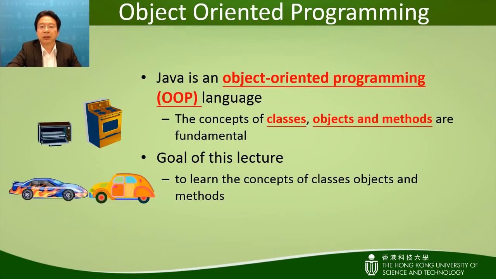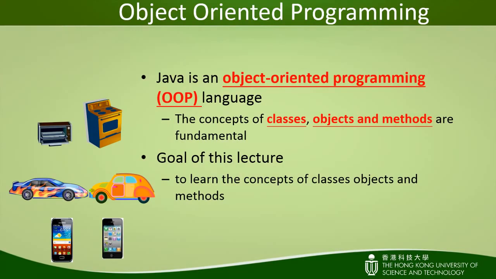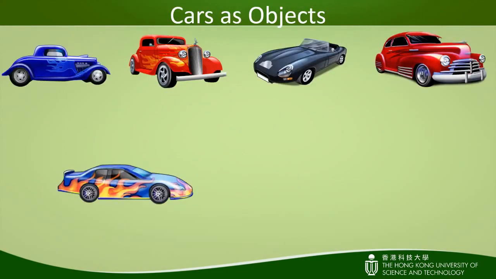Cars are used for transportation, but each car may have different color and gas mileage. As for smartphones, I'm sure that the settings and content in my phone is different from yours. An object-oriented approach would be able to capture all these similarities and differences. Let's use car as an example to elaborate further the object-oriented concept.